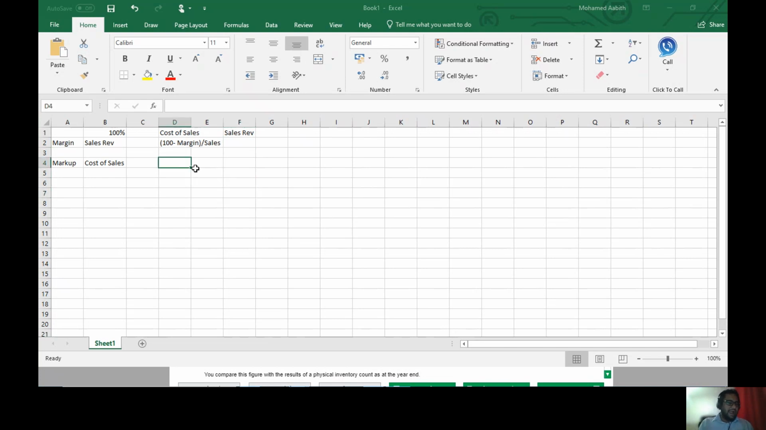So the markup is going to be added this way. If you want to find that cost of sales, cost of sales multiplied by markup is your gross profit, and then you add the original cost of sales figure. So basically we're finding the gross profit and then adding the cost of sales again to find the full sales revenue. But again, these are too many words. Let's make them into numbers.